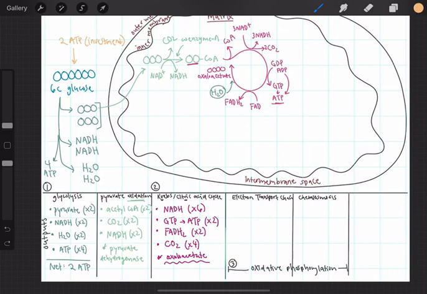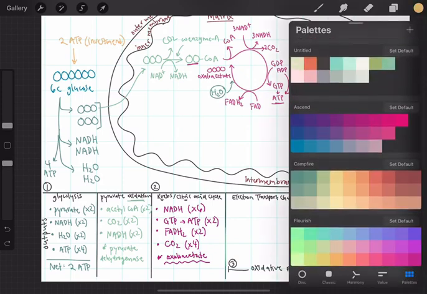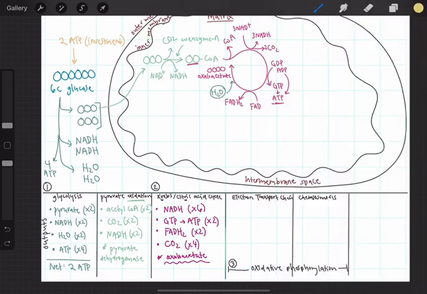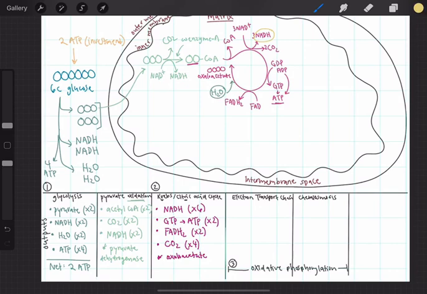So using a different color, I'm going to use a bright yellow color. I'm just going to go through and circle the reduced electron carriers in the mitochondria. So you have, I'm not going to circle the number, I'm just going to circle the molecule name. So you have NADH, you have FADH2 from the Krebs cycle. From pyruvate oxidation, you have this NADH.